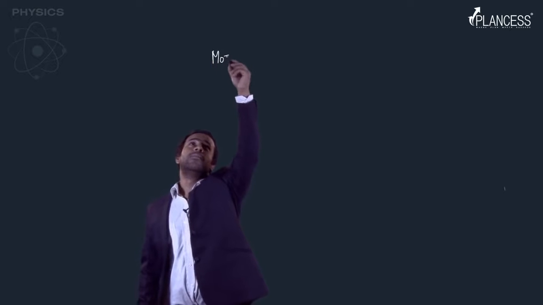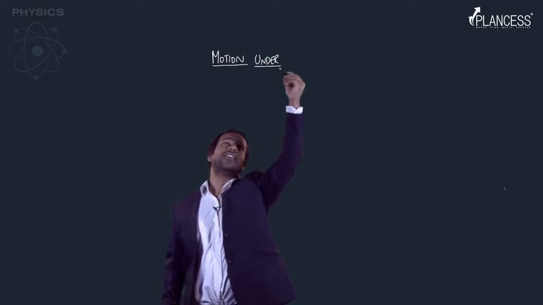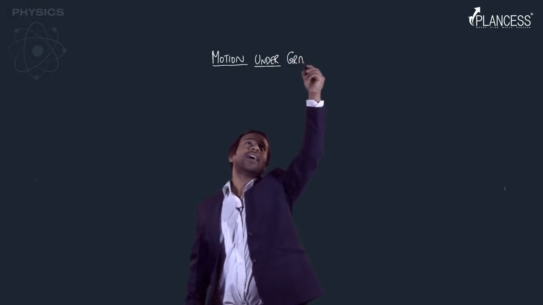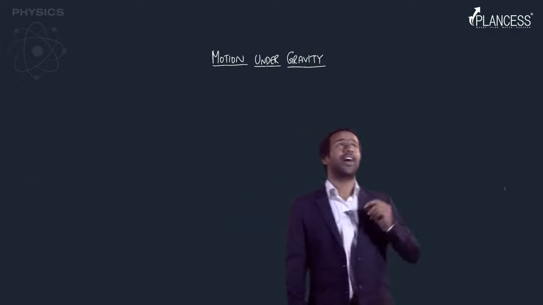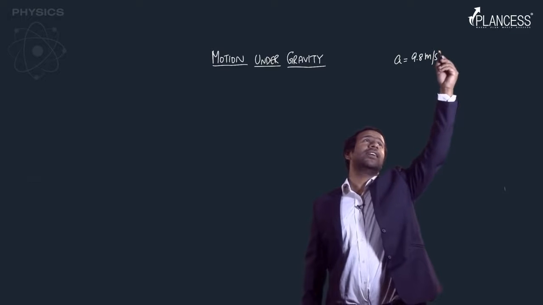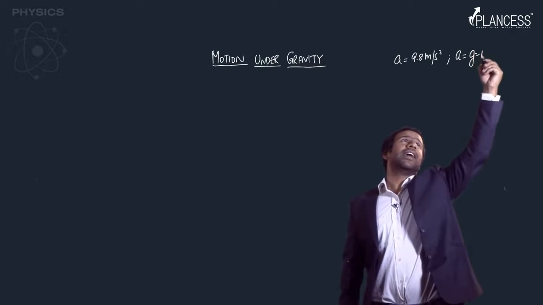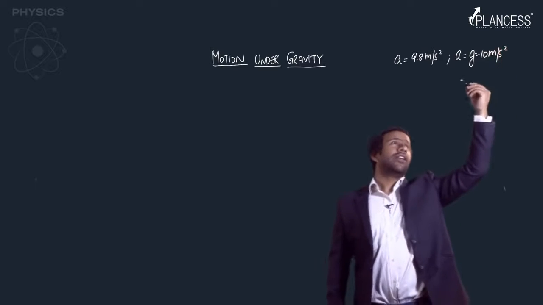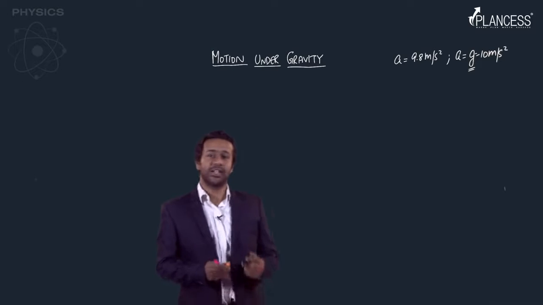Hello there. In this session, we'll study motion under the influence of gravity. So we're going to talk about motion under gravity. Now we have already studied the three equations of kinematics, and you must be aware that acceleration due to gravity has a constant value. We take this value to be 9.8 meters per second square. But for most calculations, we prefer taking this value to be 10 meters per second square. And we denote this acceleration through the symbol small g. So small g represents acceleration due to gravity.